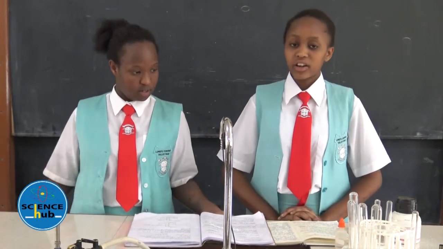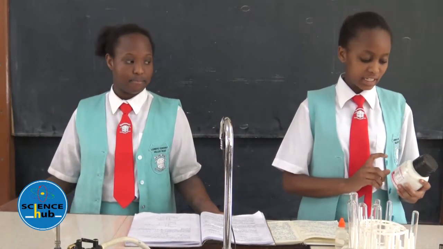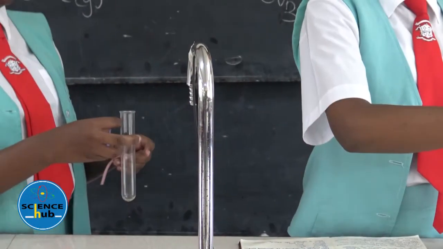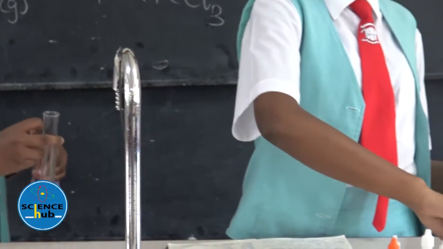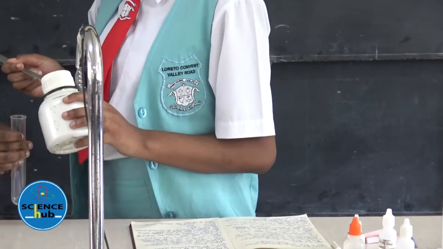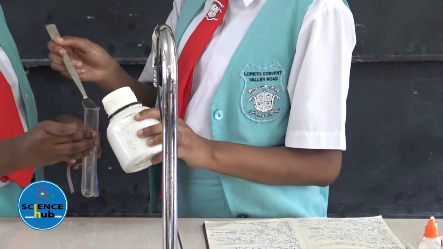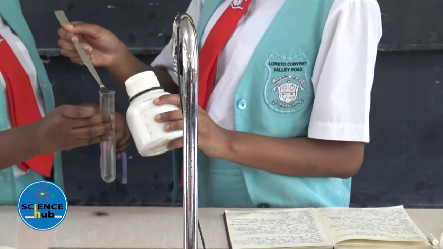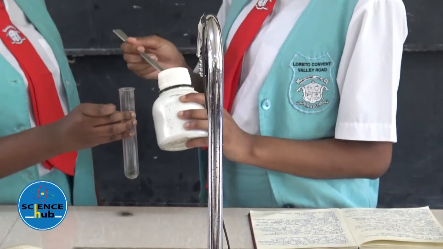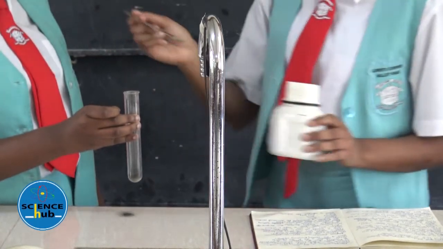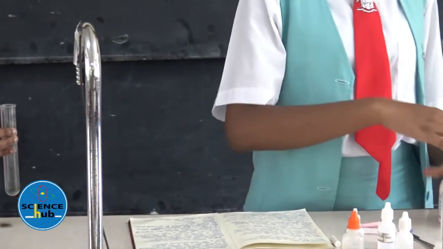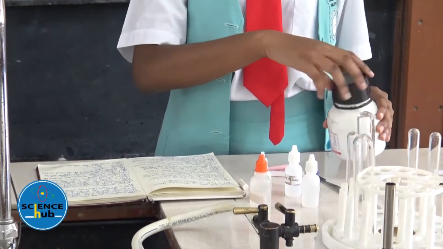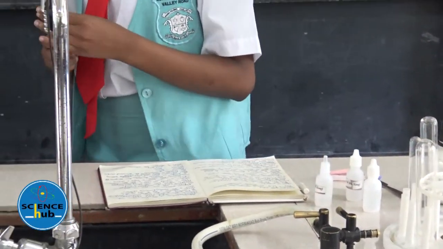We will now move on, viewer, to the chemical properties of these halogens. Chlorine is prepared by reacting the following reagents. You add potassium manganate 7 to hydrochloric acid. So we're going to add potassium manganate into the boiling tube. Then put HCl, which is hydrochloric acid, in drop form.